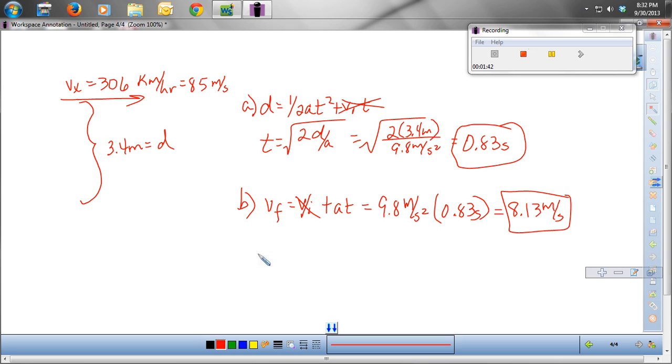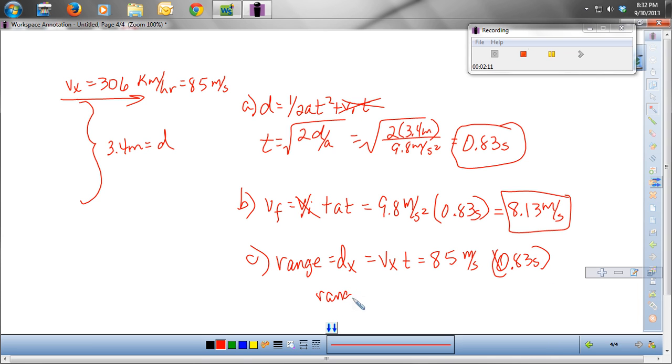And then it wanted to know, C, how far did it go out horizontally? Is that what it asked? Yes. What is the range? Range is always dx. And dx is equal to vxt. So you can see that I took that 85 meters per second and I multiplied it by 0.83 seconds. And when I did that, I got range to equal 70.6 meters. So there's number 5.